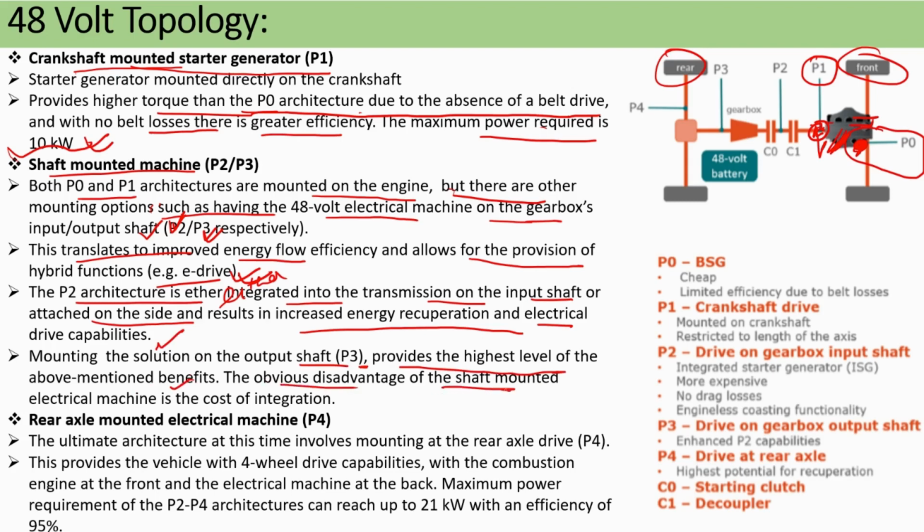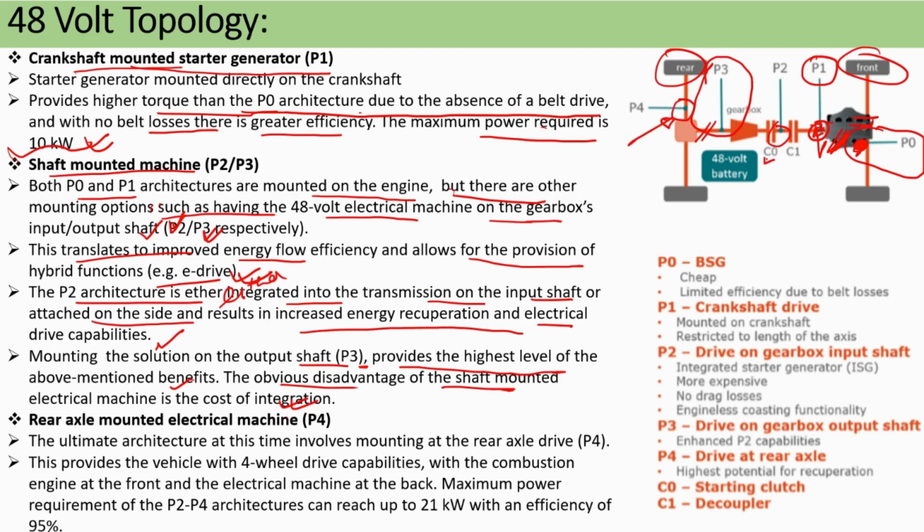The obvious disadvantage of shaft mounting is the cost of integration. The cost of integration here is not that easy. You need specific calibration, and you have to do each and everything from scratch. Then there is one more mounting position, that is P4.